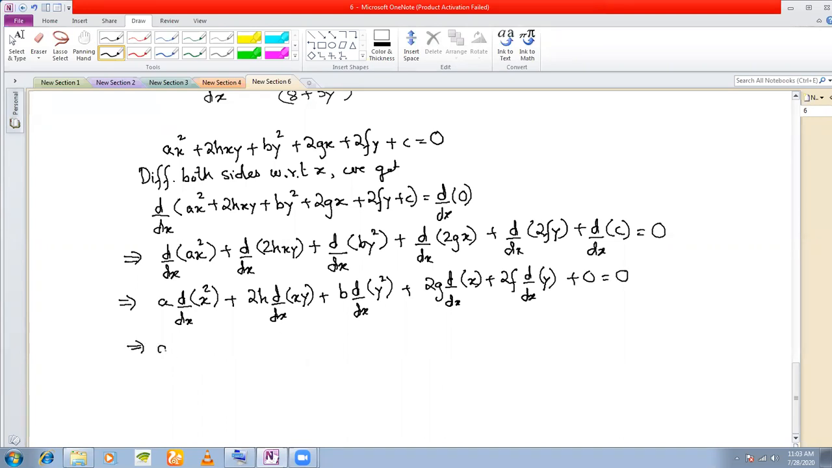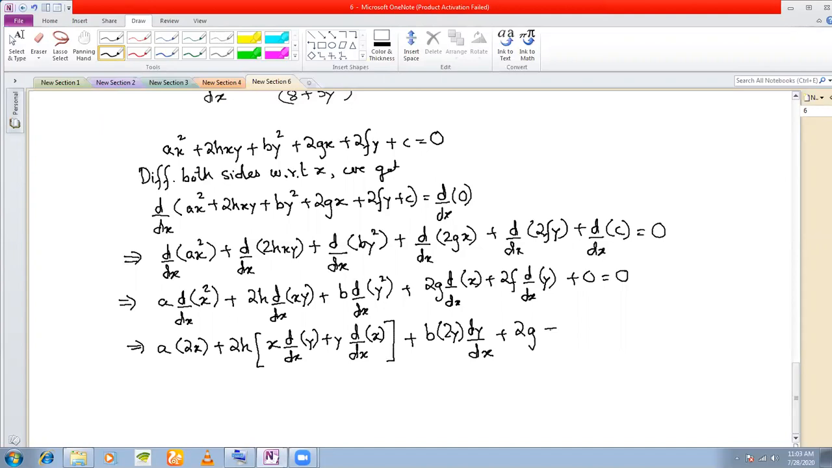So what do we get? d/dx of x² is 2x, plus 2h d/dx of xy is x dy/dx plus y d/dx of x, plus b d/dx of y² is, first you differentiate with respect to y to get 2y and then you multiply with dy/dx, plus 2g, plus 2f is equal to 0.